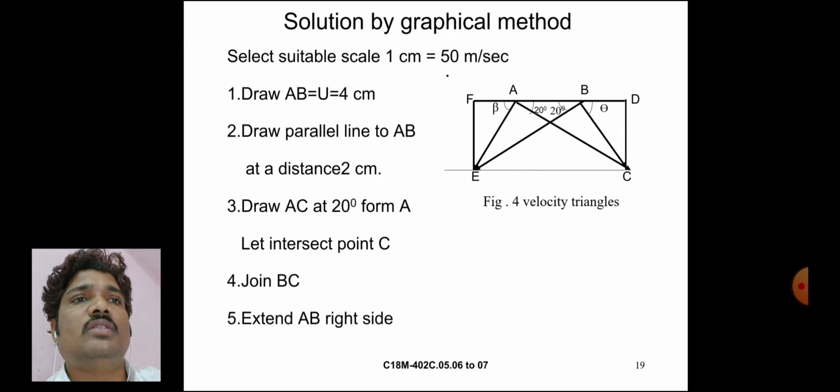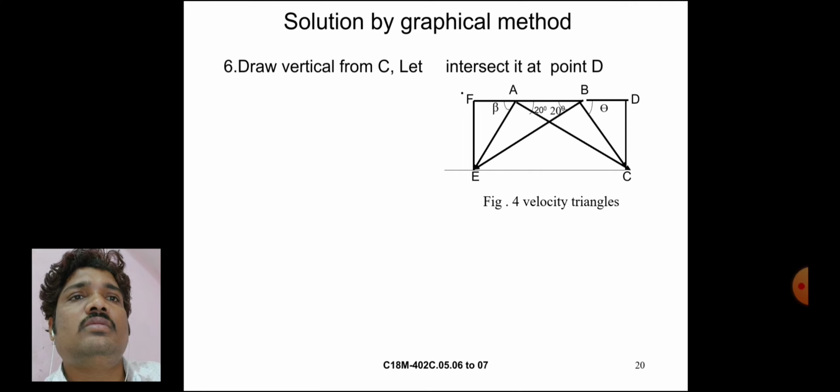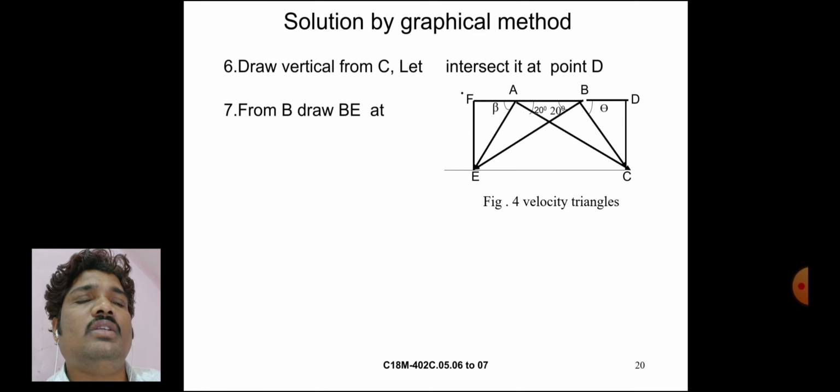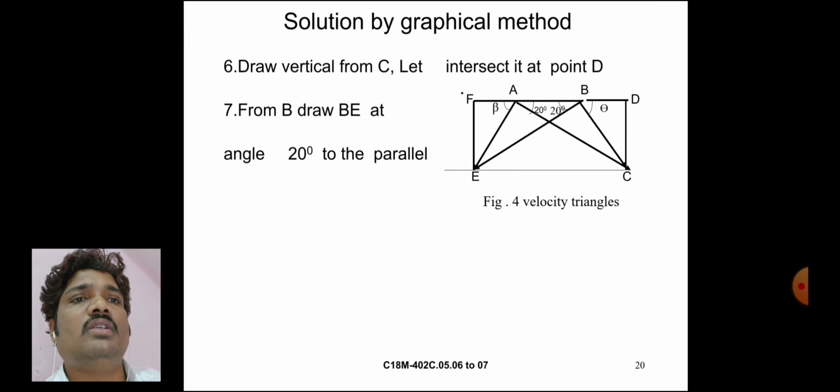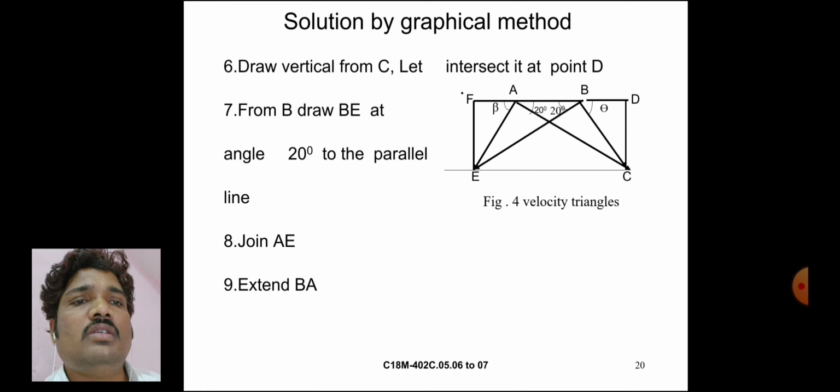Solution by graphical method. Draw a vertical from C. Let it intersect at point D. From B, draw BE at an angle of 20 degrees to the parallel line. Join AE. Extend BA. Draw a vertical from E.